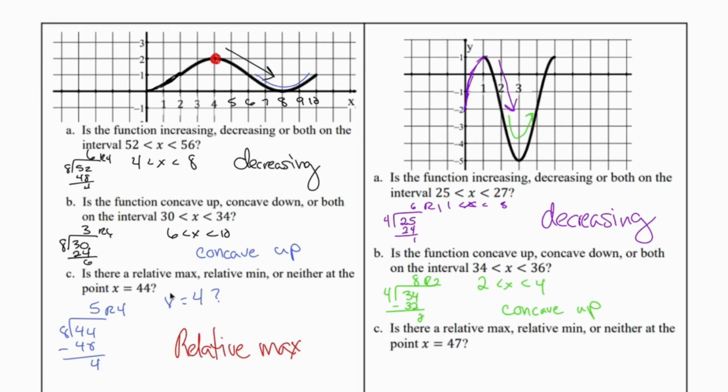Is there a relative maximum, minimum, or neither at the point x equals 47? All right. 4 goes into 47, 1 times 4 is 4, subtract to get 0, drop down the 7. 4 goes into 7 one time. 1 times 4 is 4. You get a remainder of 3. So what happens when x equals 3? When x equals 3, you have a relative minimum.